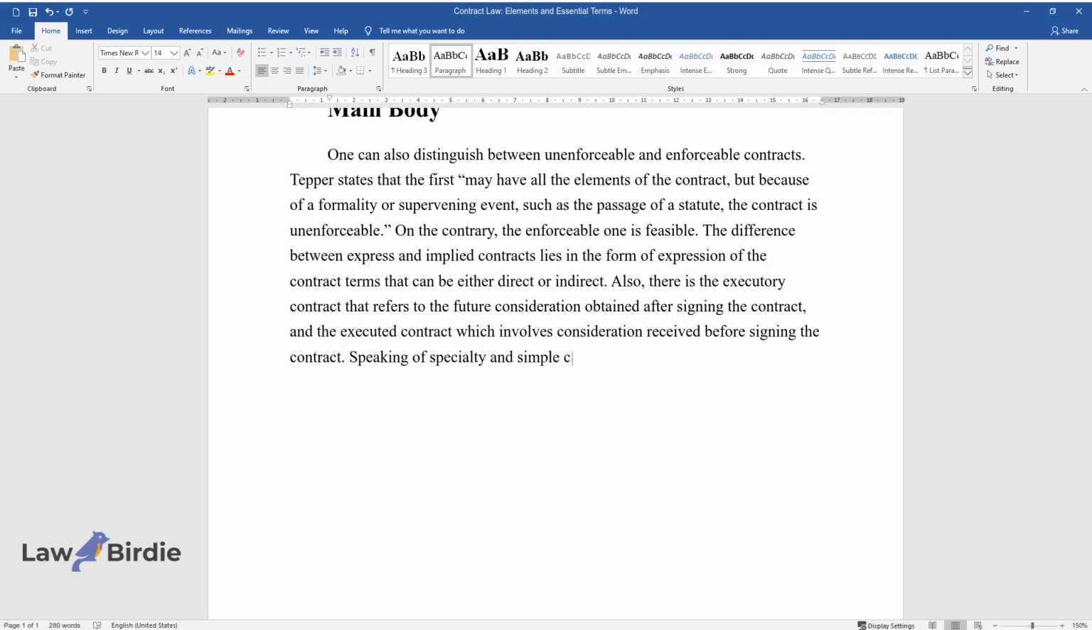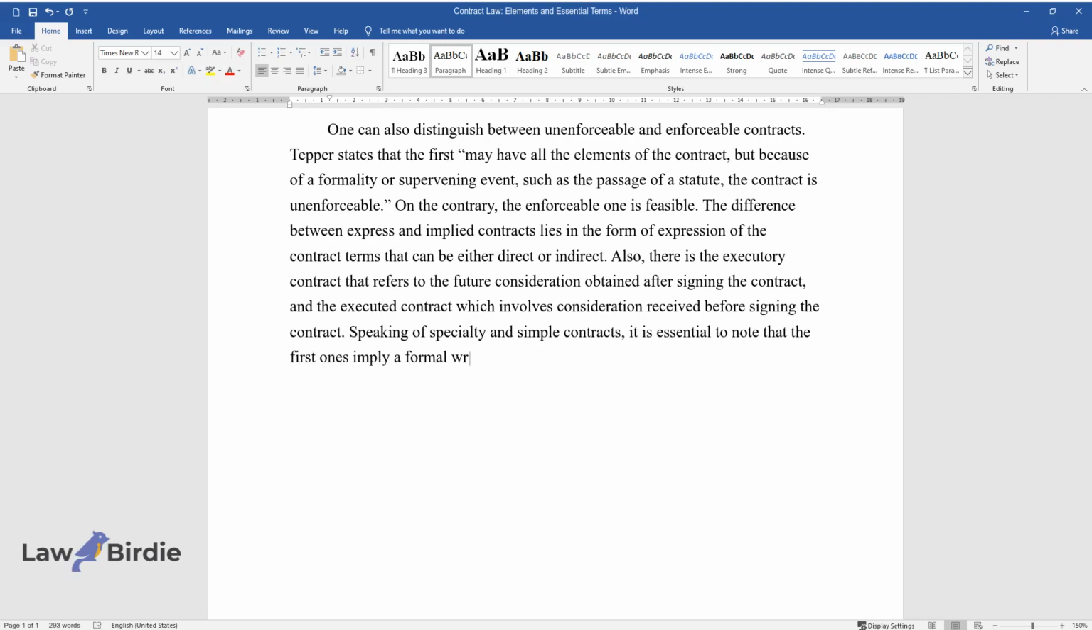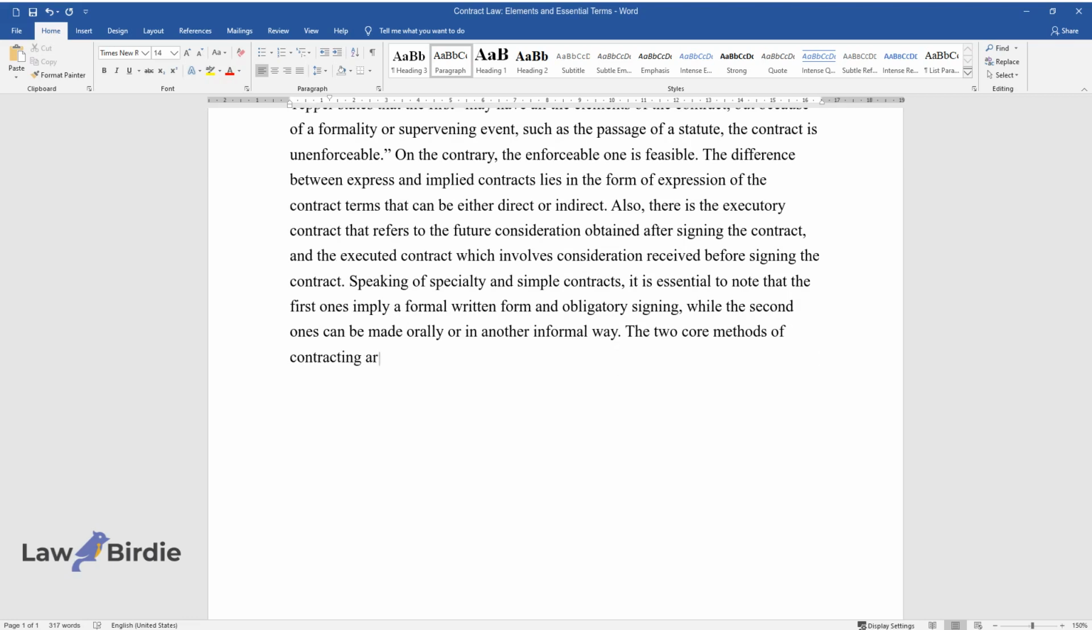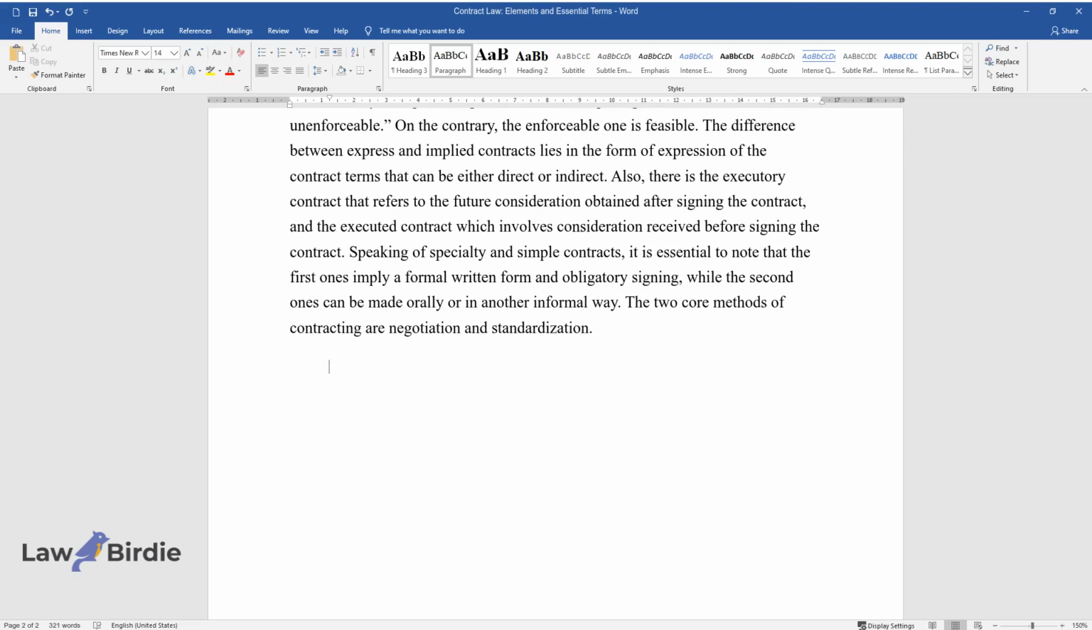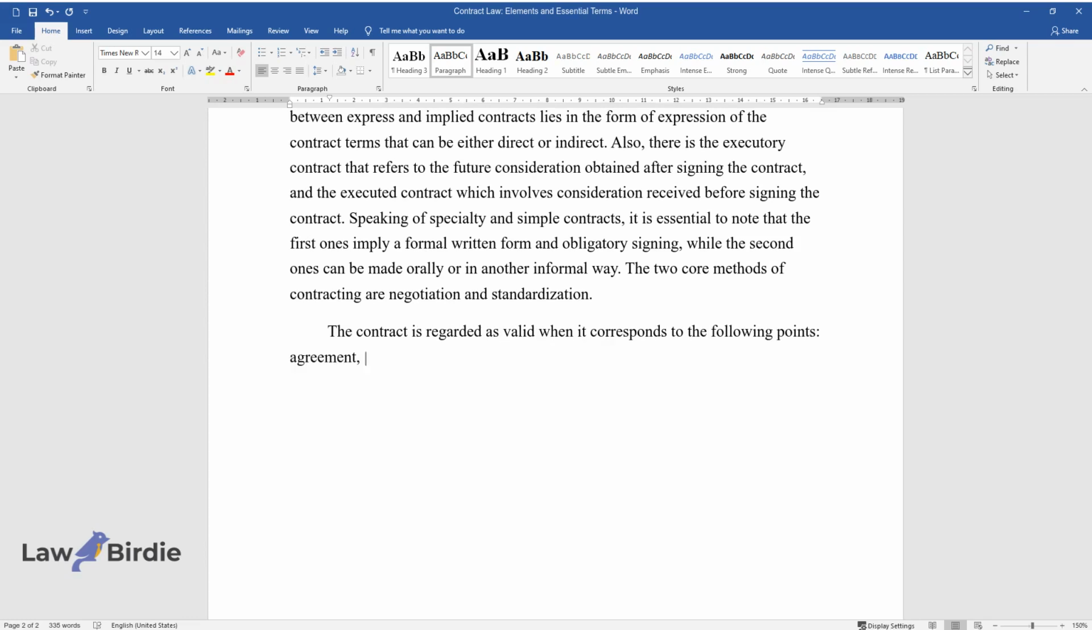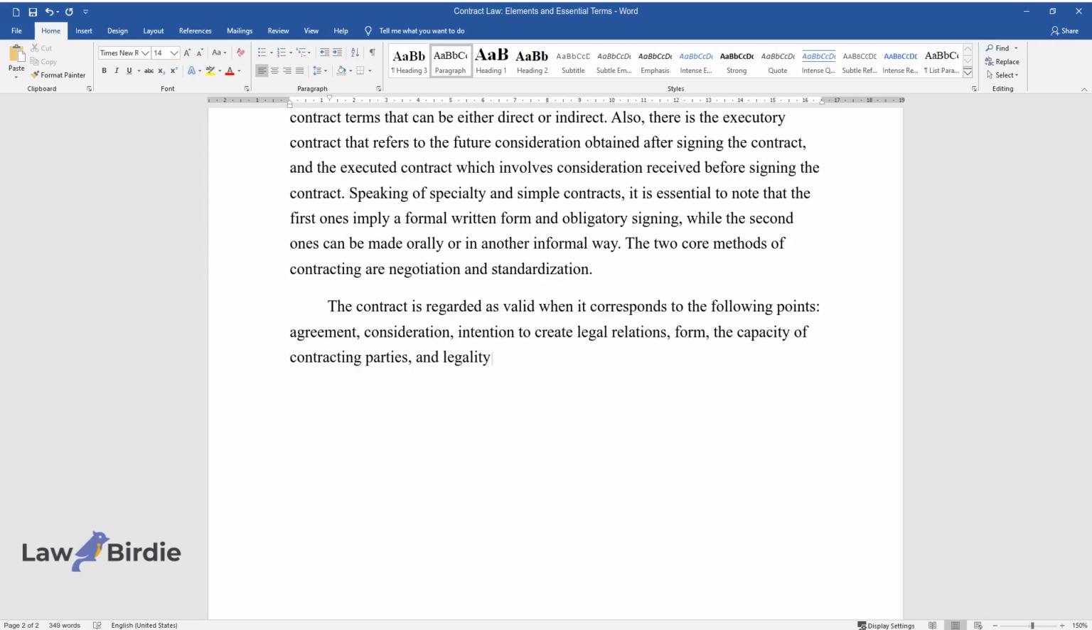Speaking of specialty and simple contracts, it is essential to note that the first ones imply a formal written form and obligatory signing, while the second ones can be made orally or in another informal way. The two core methods of contracting are negotiation and standardization. The contract is regarded as valid when it corresponds to the following points: agreement, consideration, intention to create legal relations, form, the capacity of contracting parties, and legality of objectives and performance.